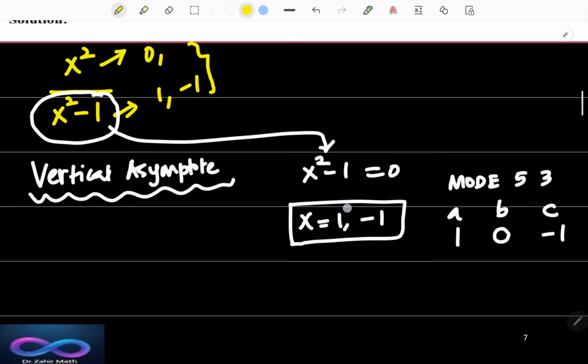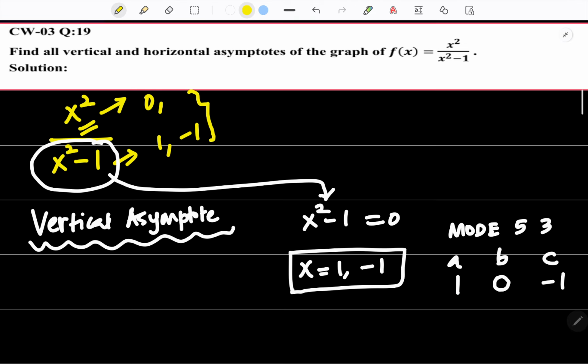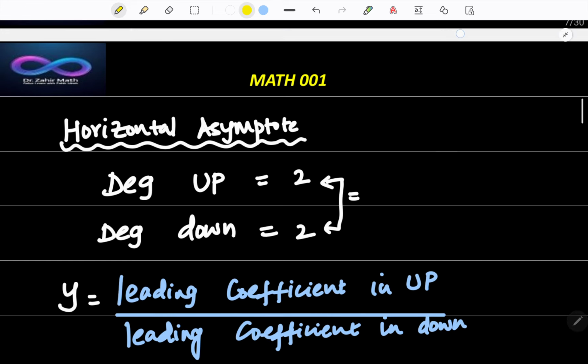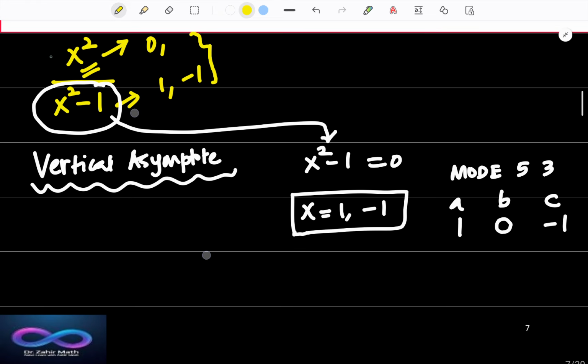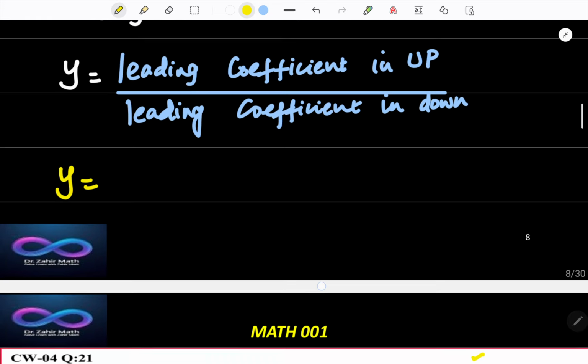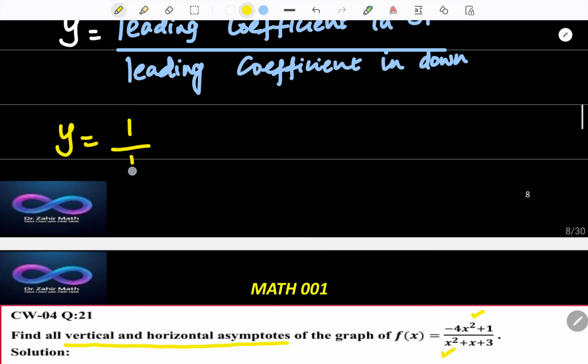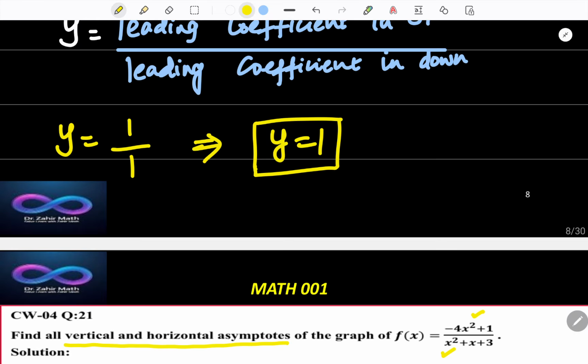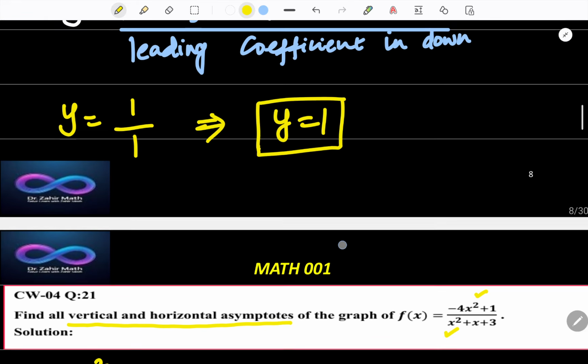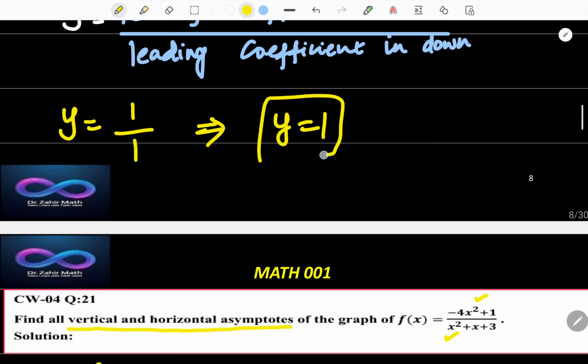Okay, right. So y is equal to, who is the leader? He is the leader, right? So what is the coefficient? This is the question. So who is the leader? The leader is this one. What is the coefficient? 1. Who is the leader? This one. What is the coefficient? 1. So y is equal to what? 1 by 1, which is equal to what? y is equal to 1. Clear? Right. y is equal to 1. Clear, everybody?